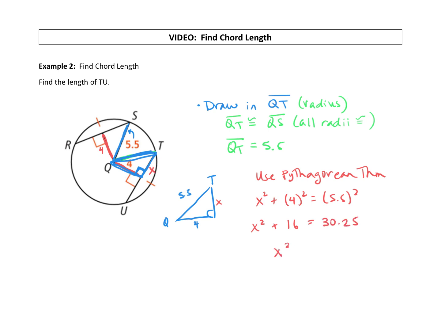If we subtract 16 from both sides to solve for x squared, we get x squared equals 14.25. And then our last step will be to square root both sides. So we get x is equal to about, we're going to do some rounding here, 3.8.